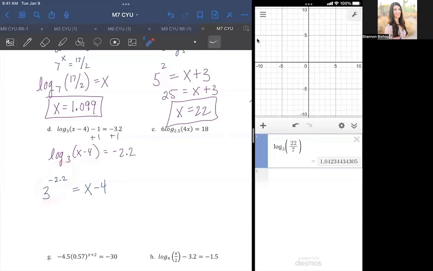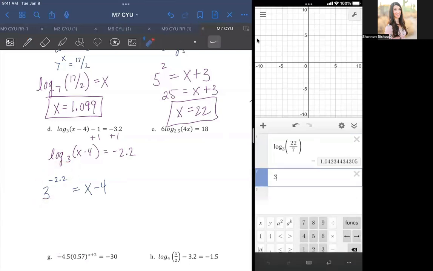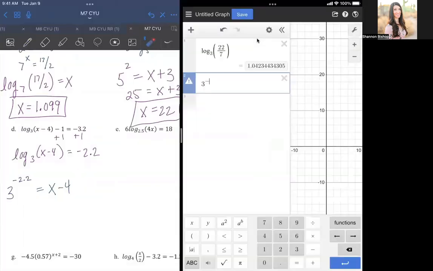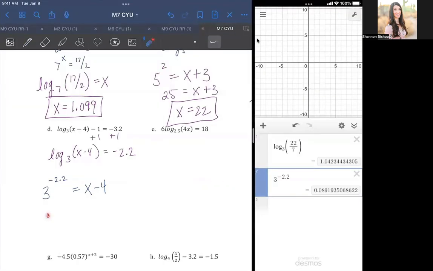3 to the -2.2, well, I don't know. 3 to the -2.2 is 0.089. And then to finish solving for x, we'll just add 4 to both sides. So 4.089 is the final answer for x.